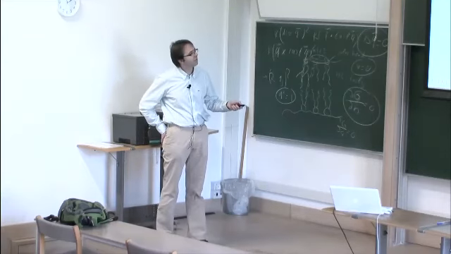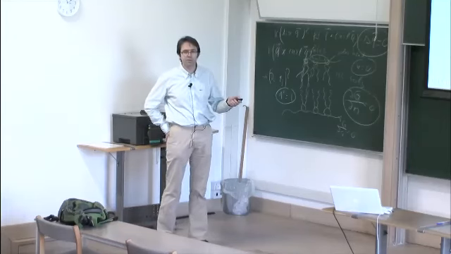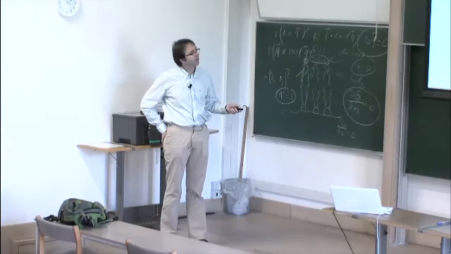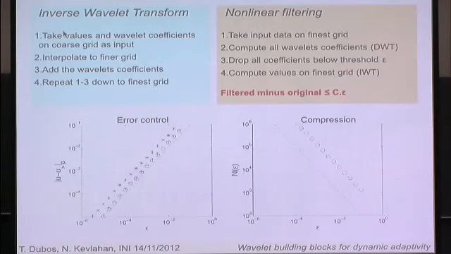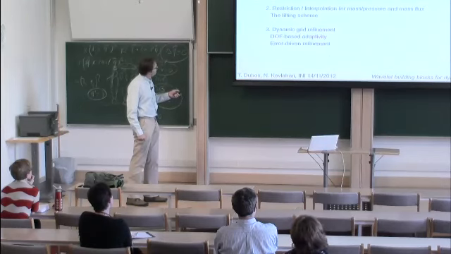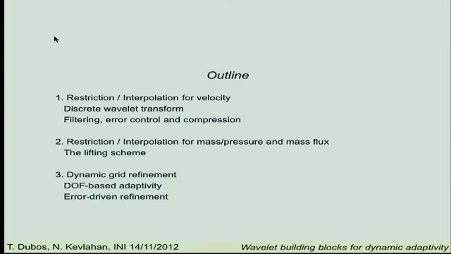And this is compression, so this tells me how many wavelet coefficients I need to represent my signal to a given accuracy, and how fast this number decreases depends on the accuracy and the interpolation, and on the smoothness of the data, of course. So here we are in 2 dimensions, and we have a second order accurate interpolation, so the number of degrees of freedom is inversely proportional to the error, to the accuracy. Okay, so that's it for velocity.